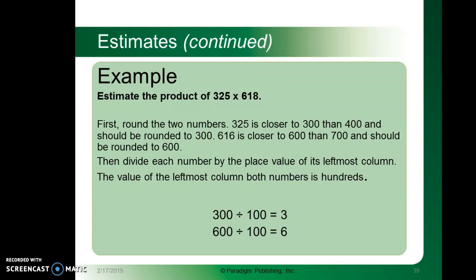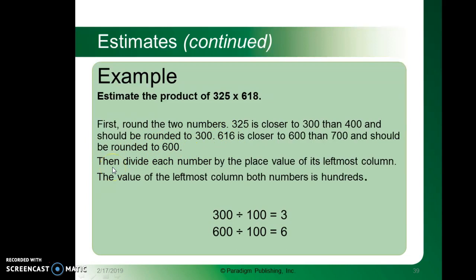So in this example, we want to multiply 325 times 618. First, round the two numbers. 325 is closer to 300. So again, now this one we're rounding to the hundreds place. So 3, we're looking at the 2. 2 is less than 5, so we're going to round down to 300. And 618, the 1 is less than 5 again, so we're going to go ahead and round down to 600.